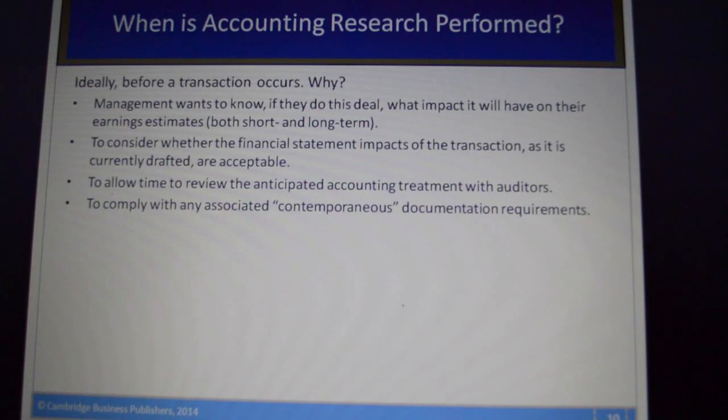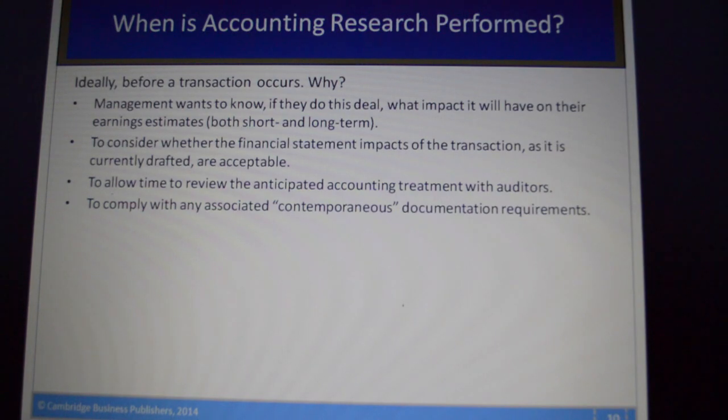Accounting research can occur at different stages in the financial reporting process. Ideally, companies with sufficient resources, often public companies, will research accounting for a transaction before the transaction takes place. However, the accounting research process may differ for small or non-public companies, which may be subject to more resource constraints and which generally have less user demand for financial statements.